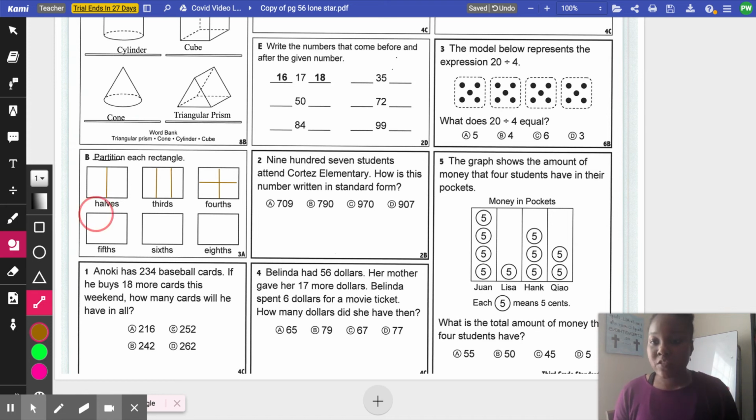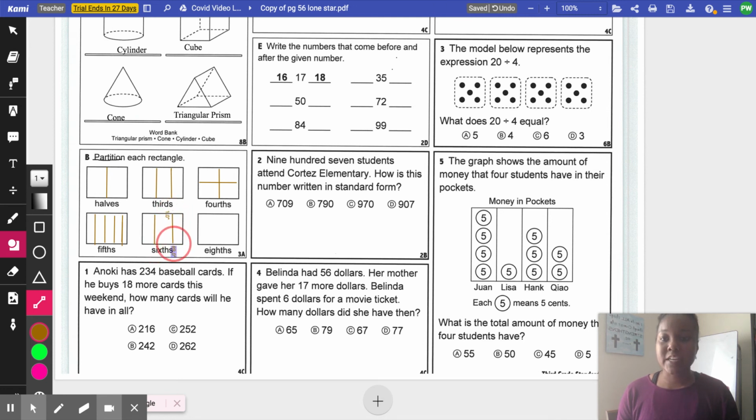Now, when you do fifths, you're only going to draw 4 lines. 2. I'll make it straighter later. 3, 4. And maybe more even. 1, 2, 3, 4, 5. There are my 5 pieces. So when you do fifths, make sure you have 4 lines and try to get them as equal as you can. Sixths, you're going to break it into thirds first.